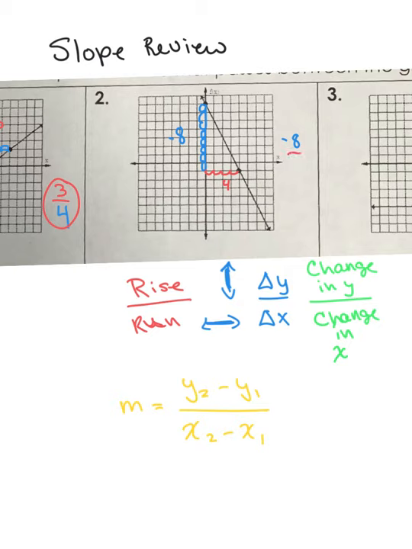Now I can reduce that slope, and if I can reduce a slope, I'm always going to reduce that. So negative 8 over 4 reduces to a negative 2. So the slope in this one is negative 2.